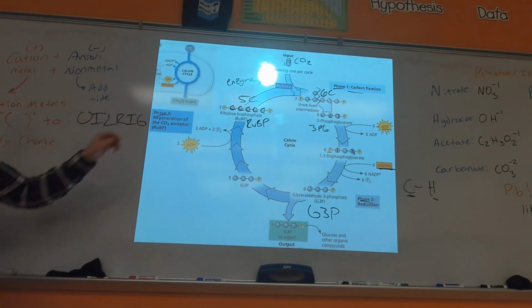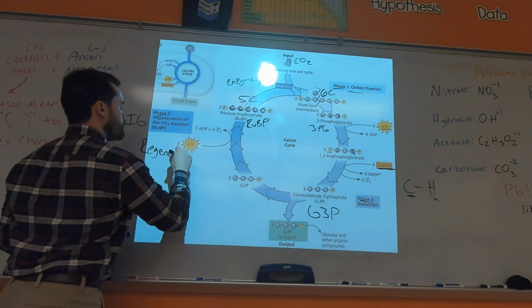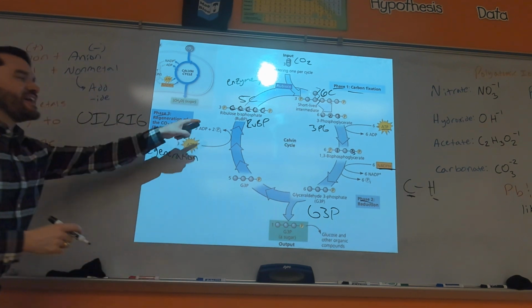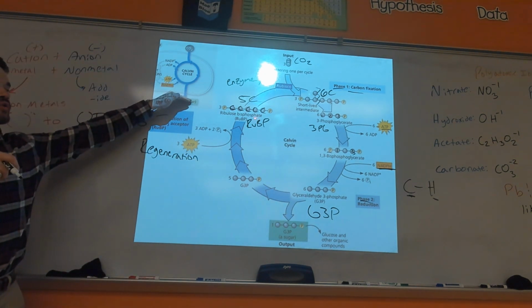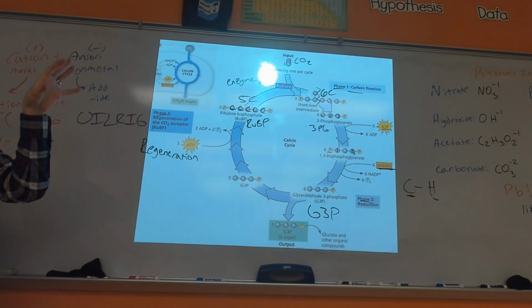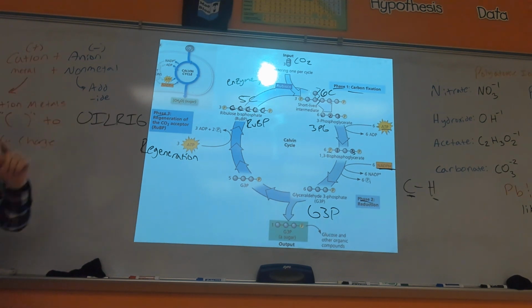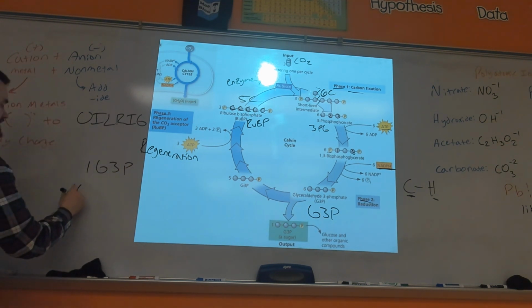Now, phase 3 is regeneration. We have to regenerate that RuBP, because that RuBP started this whole cycle. So what we're going to do is take some remaining G3P and recreate RuBP. To understand this is where the numbers come in. I told you that to make 1 G3P, you have to do the cycle 3 times.